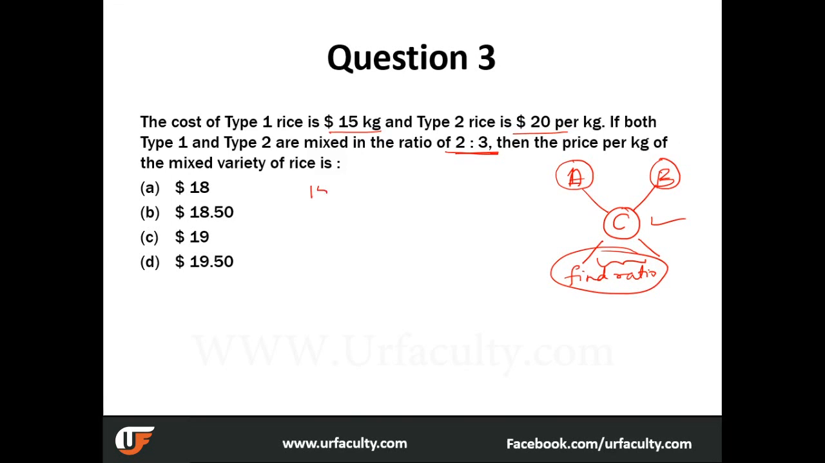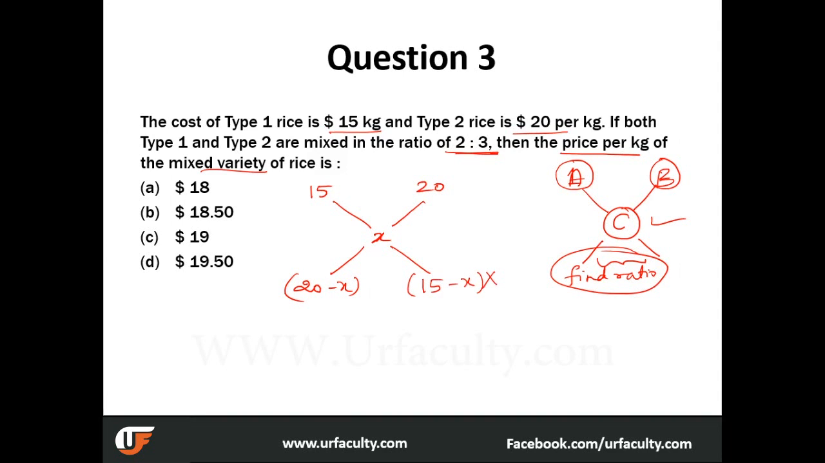There is a 15 rupee rice, there's a 20 rupee rice, and they are being mixed. Now we don't know what is the price of that, and which is what we need to find out, right? Price per kilogram of the mixed variety. So let's assume that it is X. So what would be our next step? We know that we need to subtract and we need to put those values. So we can put it as 20 minus X. Can we put this as 15 minus X?